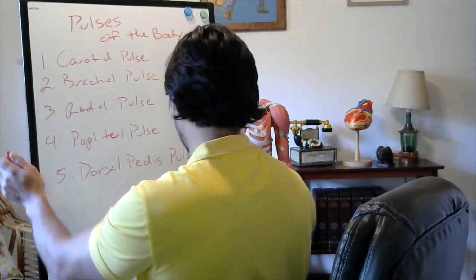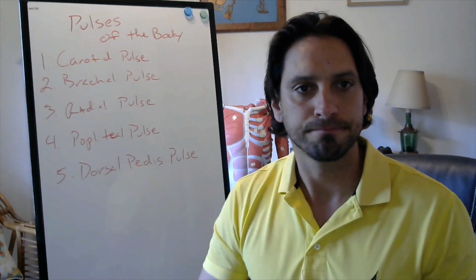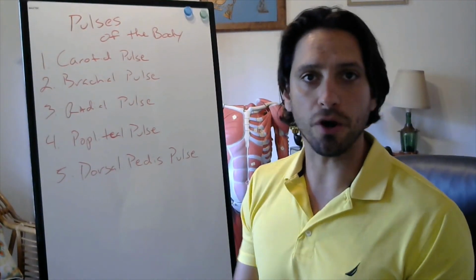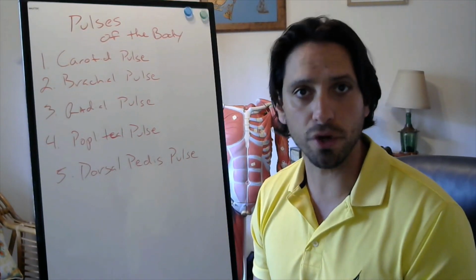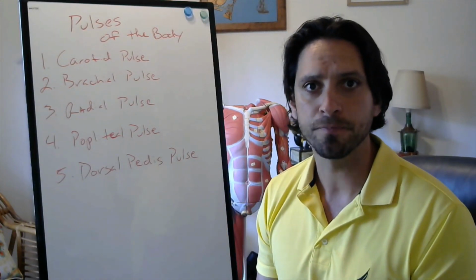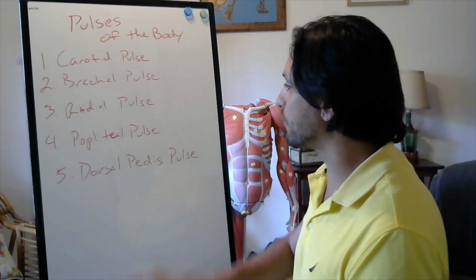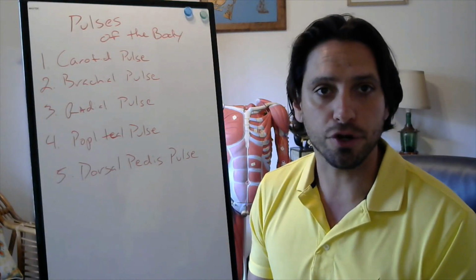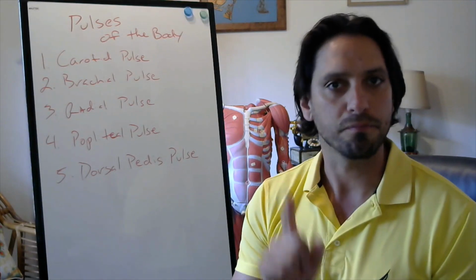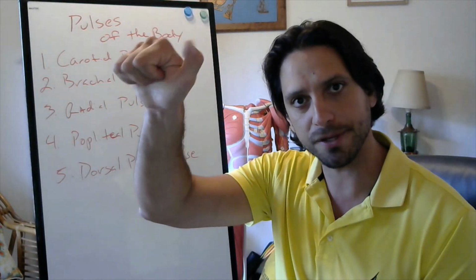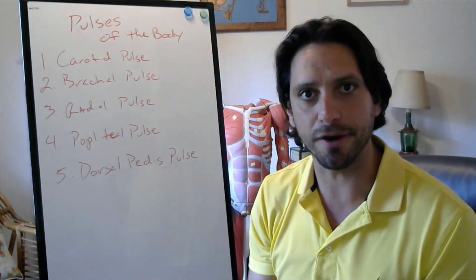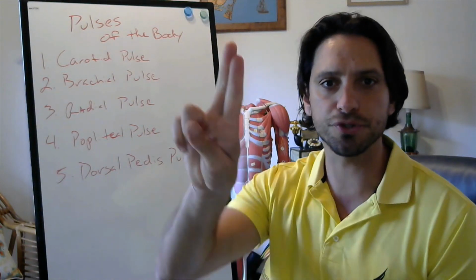Okay, so pulses of the body. Remember, pulses are arteries. They're relatively shallow, so we can feel the muscles working within those pulses and pushing. All right? And we have five that I want you to find. The carotid pulse up at the neck. Remember, when we're looking for pulses, we don't use our thumb. Why? Because we have an artery, a pulse, in our thumb. Okay? So we use two fingers.